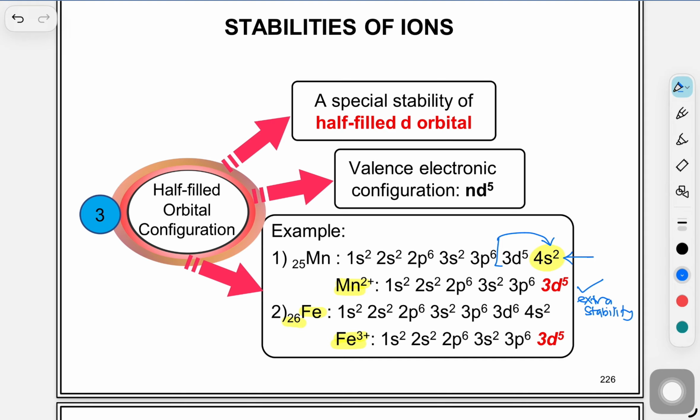So we have to acknowledge that, and we give a name for it. It's half-filled orbital configuration. So that's the third type of stability experienced by ions.